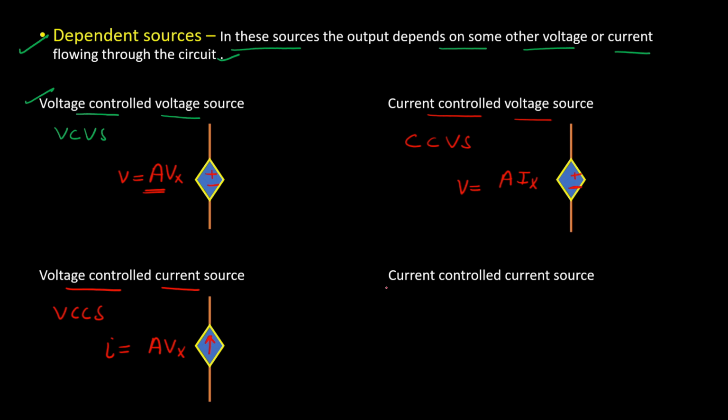And the last one we have is your current controlled current source, CCCS, and it is represented as I = A times Ix. So these are the four different types of dependent sources. The important thing that you need to remember is independent sources are represented by a circle, and for the representation of dependent sources we use a diamond shape.